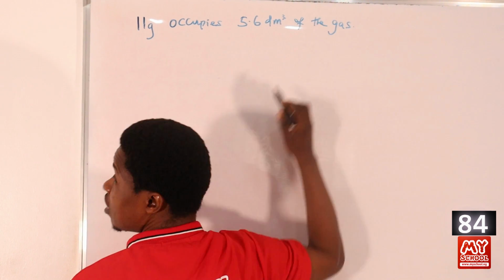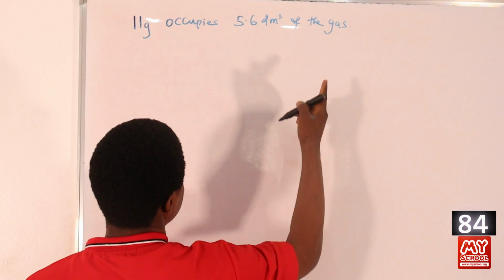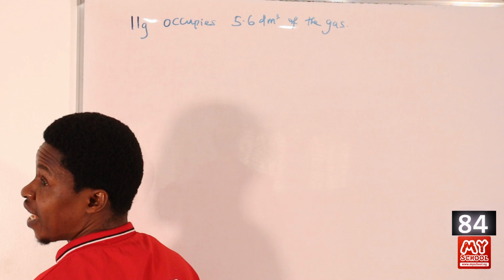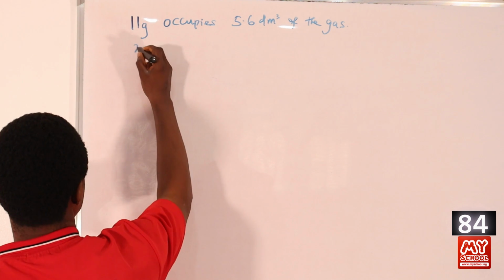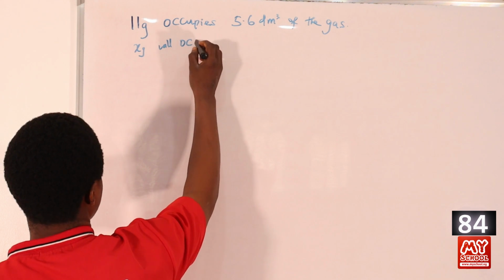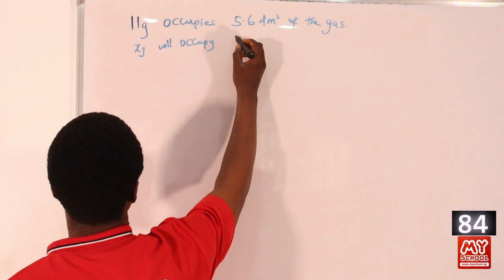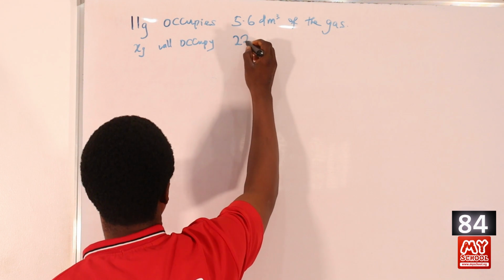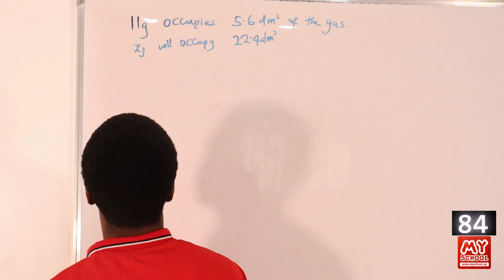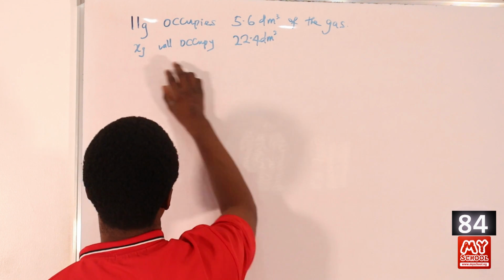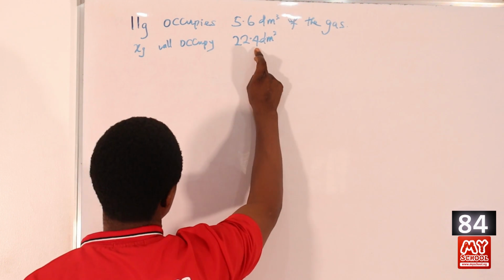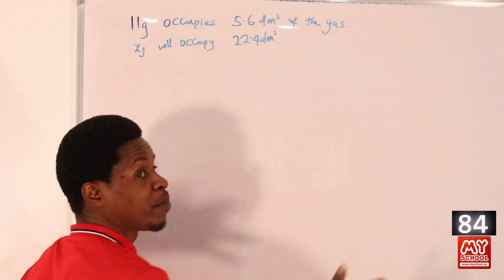5.6 dm cube of the gas at standard temperature and pressure. So if 11 gram occupies 5.6 dm cube of that, what mass of gas will occupy 22.4 dm cube? That is what the question says. So if 11 gram occupies 5.6 dm cube, what quantity of mass of that gas will occupy 22.4? Because it is at STP, standard temperature and pressure.